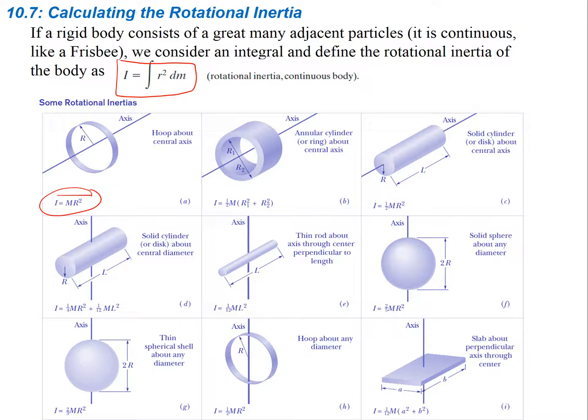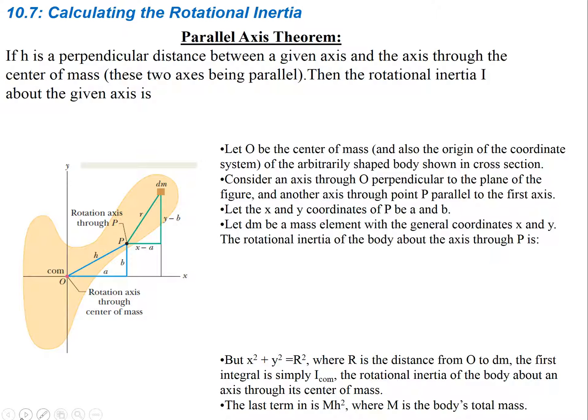But for now, let's talk about what the parallel axis theorem says. It says that if h is a particular distance between a given axis and the axis through the center of mass, these two axes being parallel, right? So if you look at this axis here, which is the axis of the center of mass at point O, and then some other axis here, right?